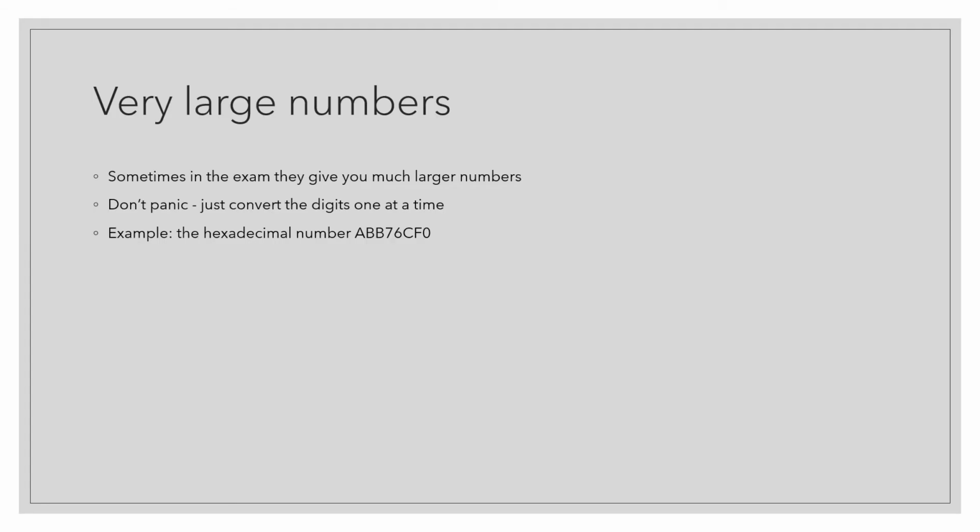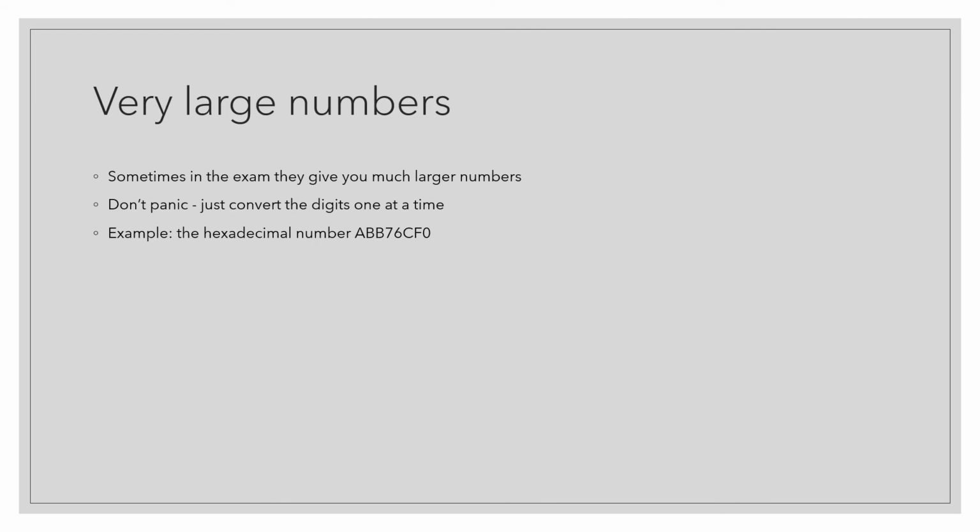Occasionally in the exam, they might give you a much larger number to convert between hexadecimal and binary or vice versa. Don't panic if this happens. Just use the principles that we've learned. Convert the hexadecimal digits one at a time into groups of 4 bits, or the other way round, group the bits into groups of 4 and convert each group of 4 into hexadecimal. You don't need to know what the number represents.